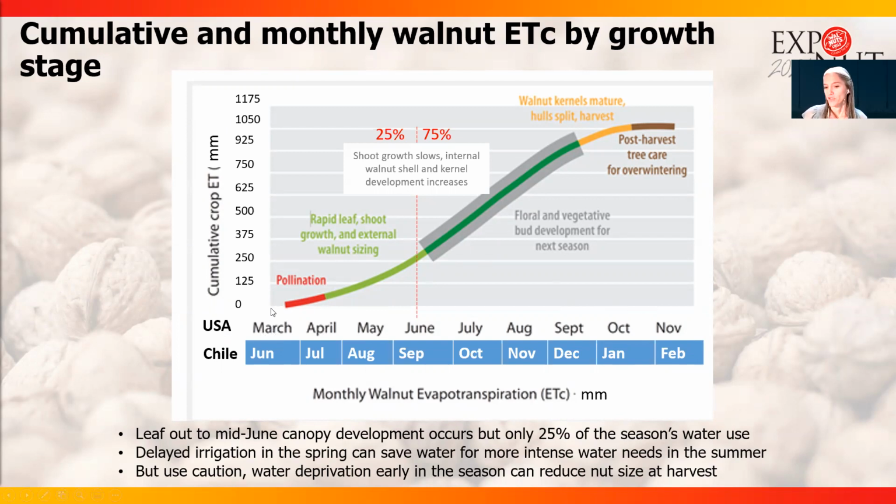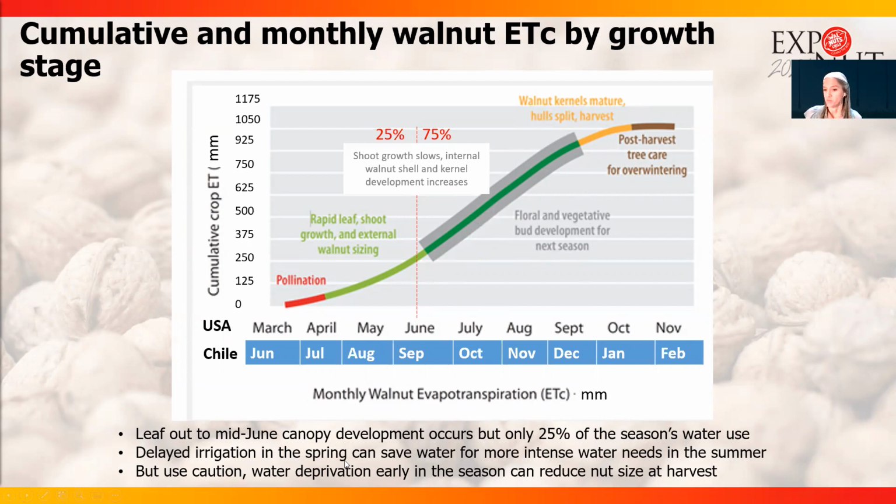From leaf out to mid-June, canopy development occurs, but this represents only about 25% of the total seasonal water use. 75% of water use occurs as that shoot growth slows and the tree focuses its resources on internal walnut shell and kernel development and floral and vegetative bud development for next season. The increase in water use continues all the way until close to the end of the season when walnut kernels mature, hulls split, and it's time for harvest.